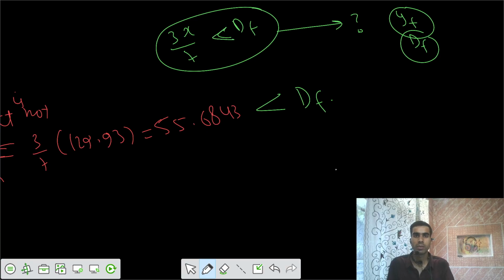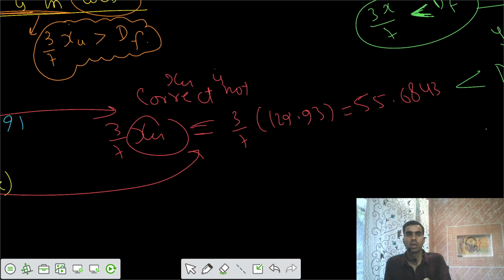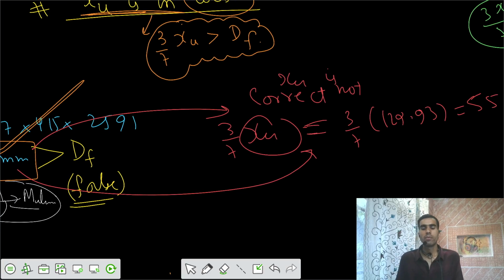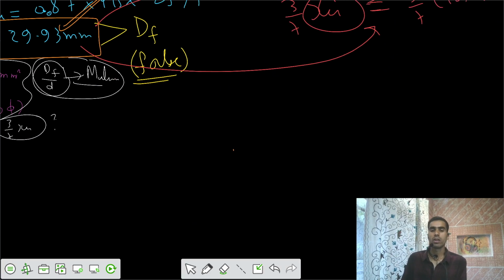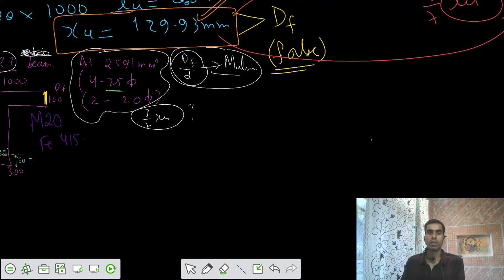That means DF is bigger as compared to 3/7. That means we have to use this equation, converting into equivalent thickness YF. So we have to use the equation of YF. Let's solve for the equation of YF.